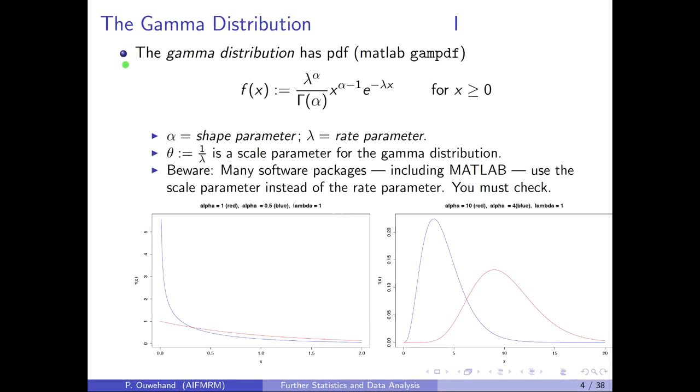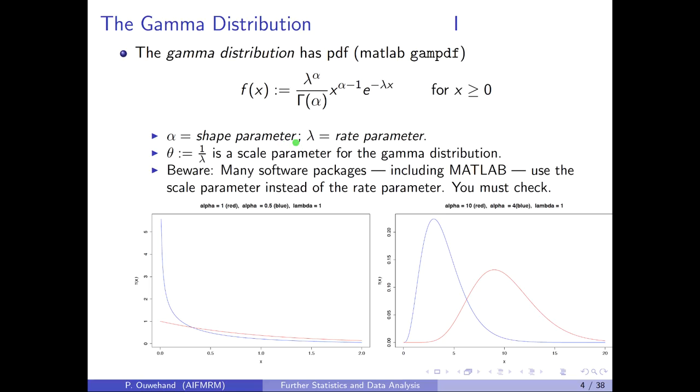The gamma distribution is a distribution with two parameters, lambda and alpha, and it has a probability density function that is defined as follows. F of x is lambda to the alpha over gamma alpha times x to the alpha minus 1 times e to the minus lambda x. And this is the case for x greater or equal to 0. For negative x, the density is 0. The MATLAB function gam_pdf outputs the gamma PDF. Here alpha is the so-called shape parameter and lambda the rate parameter.